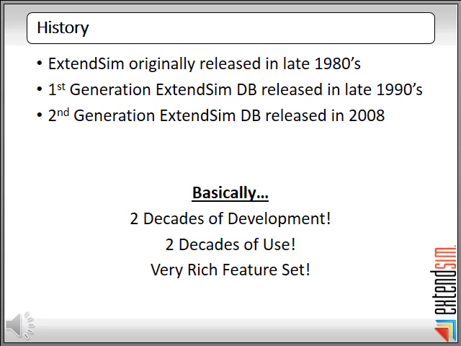The first generation of the ExtendSim database was released in the late 1990s. The second generation of the ExtendSim database was released in 2008. The reason this history is important is because the ExtendSim database has been used for about 2 decades, and it's on its second generation. It is not just a data repository, but with this second generation, the database has been fully integrated into the modeling environment, and it has a very rich feature set.